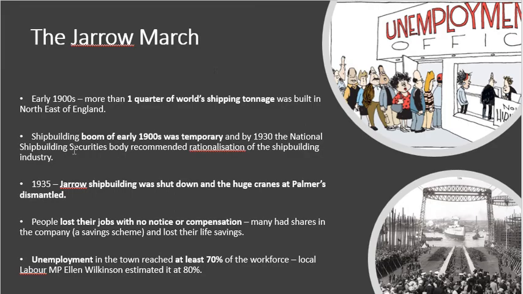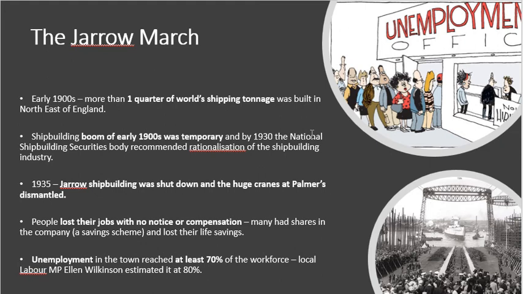Okay, and by 1935, Jarrow shipbuilding was shut down and the huge cranes at Palmer's were dismantled. So here again, guys, the bottom right hand side of our slide, there are the cranes at Palmer's. That's how they used to launch ships. They used to put them on ramps and guide the new ships down into the sea or into the River Tyne, wherever it may be. But this had all come to an end by 1935, okay?